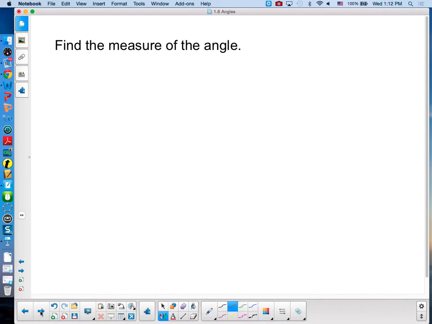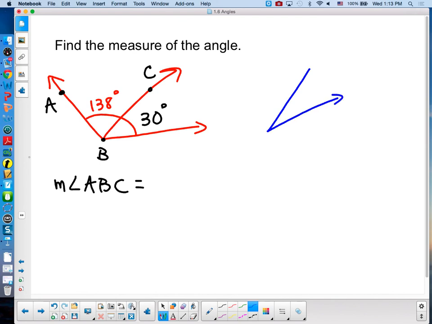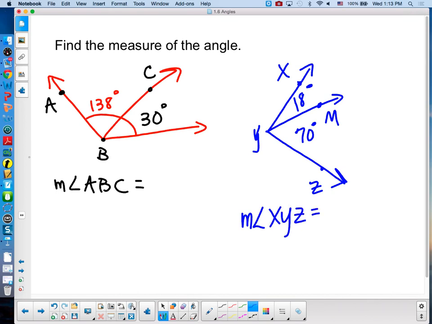Okay, so find the measure of the angle here. Okay, I'm going to tell you, let's go this way. I'm going to tell you that is that much. This angle, it's a different color, 30 degrees. I want the measure of angle ABC. Look at my colors. Can you tell the difference in colors there? Look at the colors in which angle I'm giving you. Second one, the measure of angle XYZ.